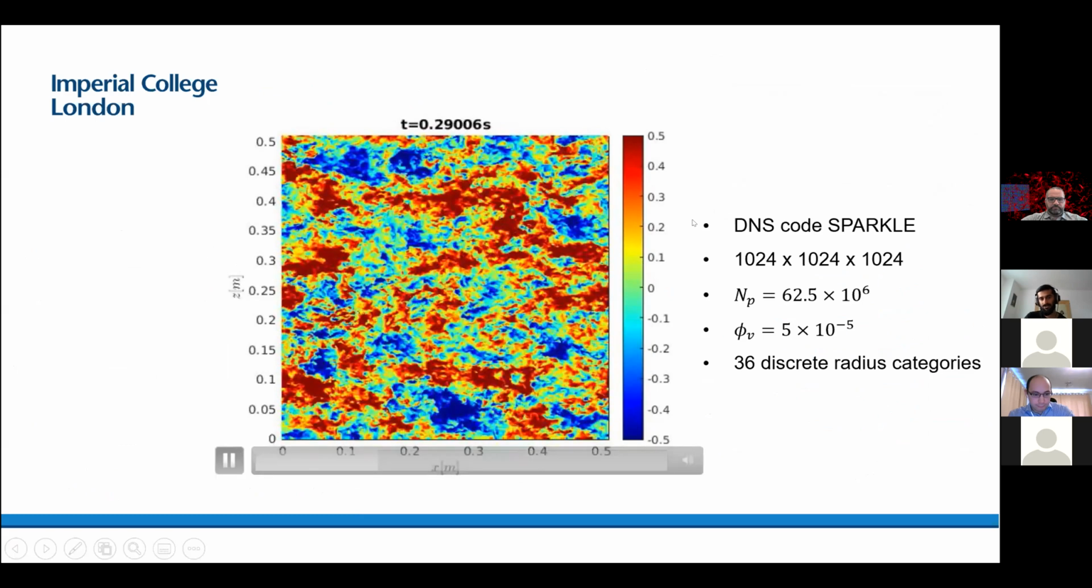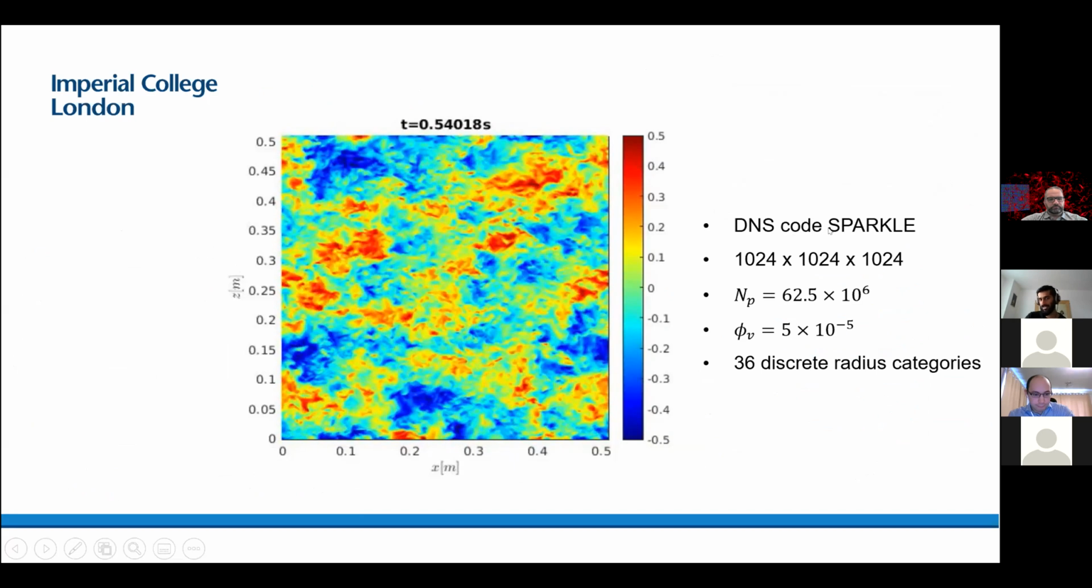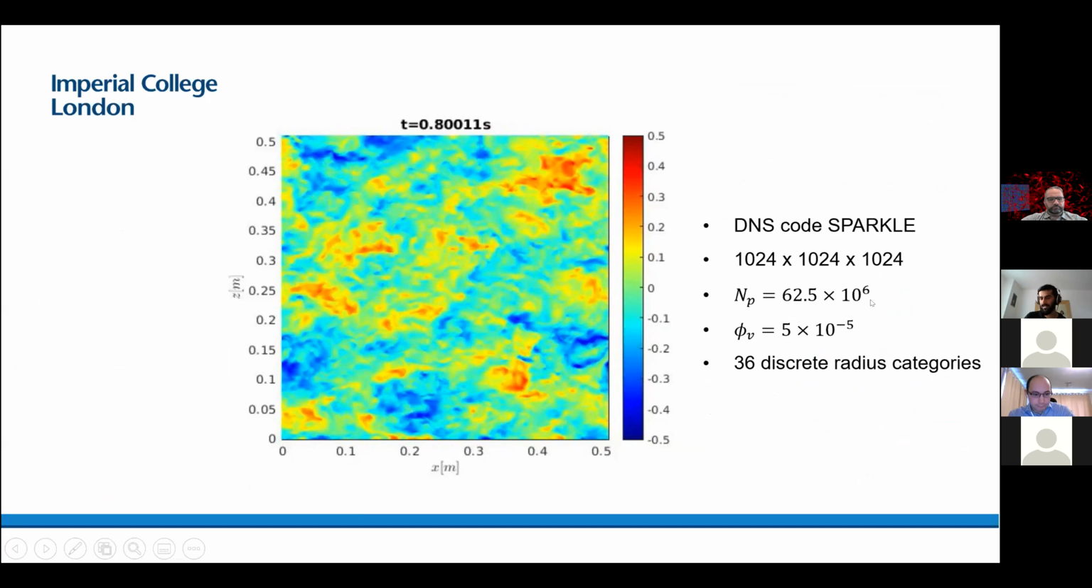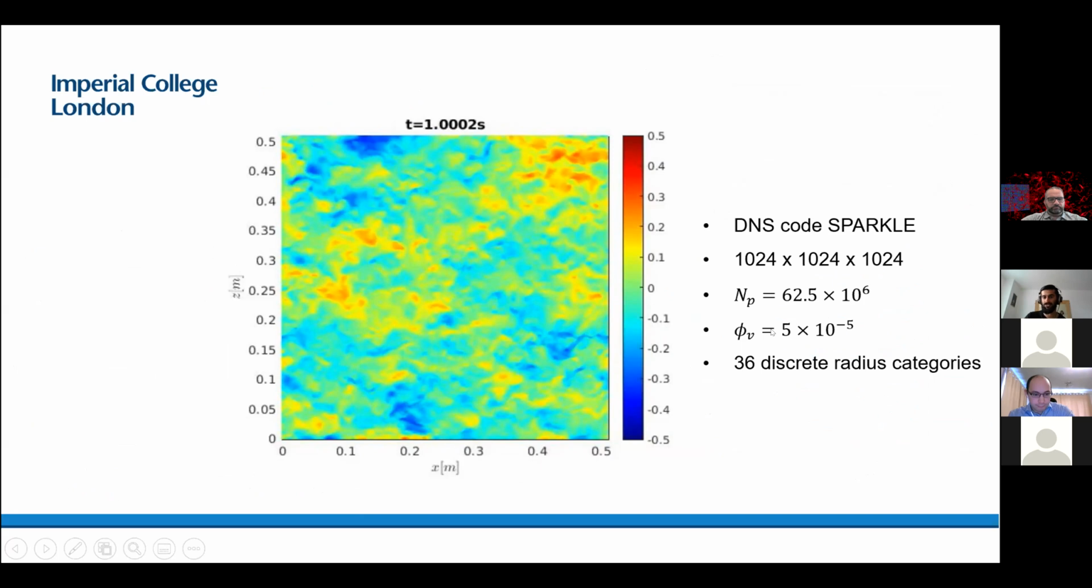So around 0.4 seconds is when we start seeding particles here. We use the DNS code Sparkle, and this is a grid size, and we seed 62 million particles in this domain at around 0.4 seconds. This corresponds to a particle volume fraction of 5 times 10 to the power minus 5. The 62 million particles include 36 different radius categories between 20 and 55 microns. So this is similar to the size distribution inside actual clouds.